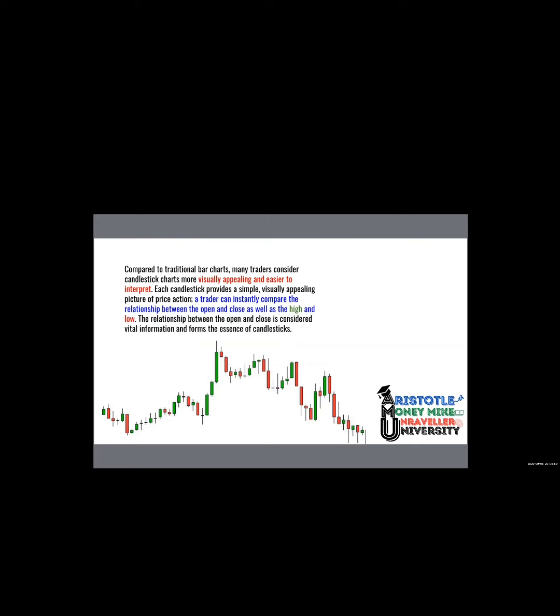Compared to traditional bar charts, many traders consider candlestick charts more visibly appealing and easier to interpret. Each candlestick provides a simple, visually appealing picture of price action. A trader can instantly compare the relationship between the open, close, as well as the high and low. The relationship between the open and close is considered vital information and forms the essence of candlesticks.